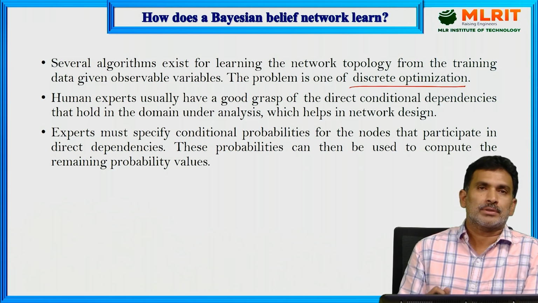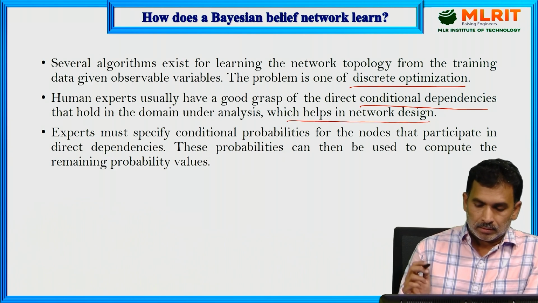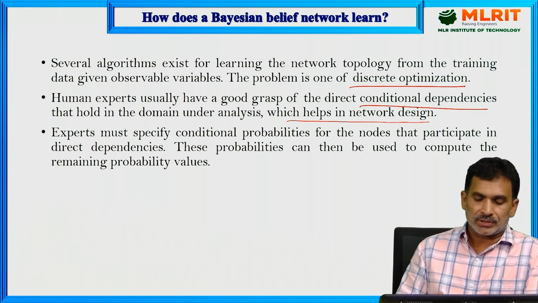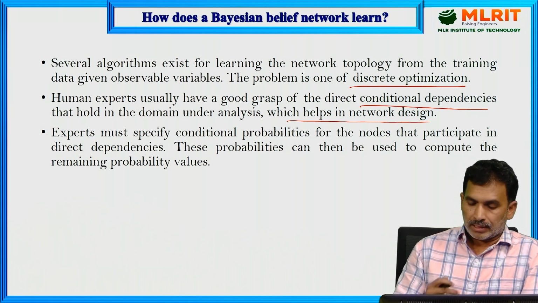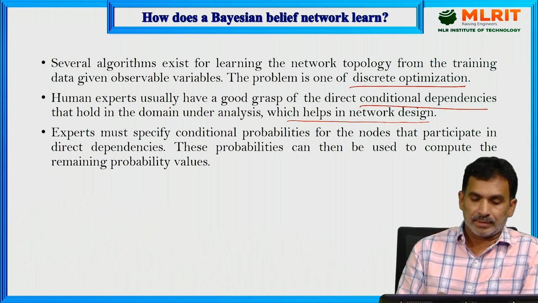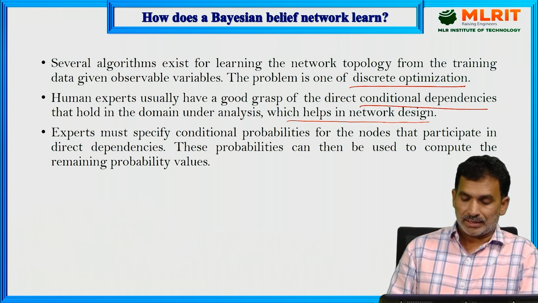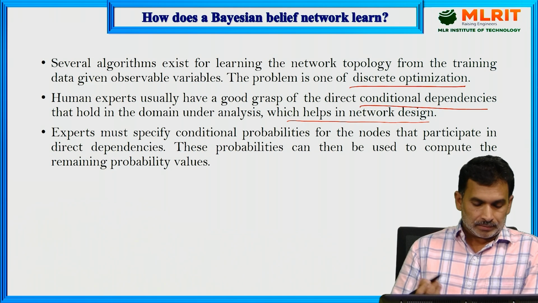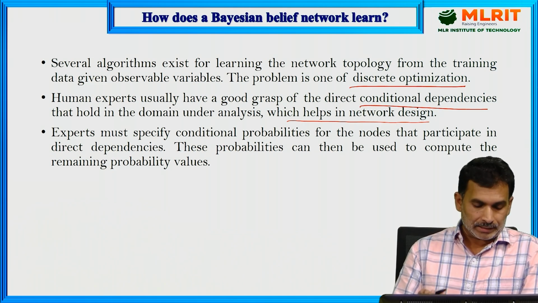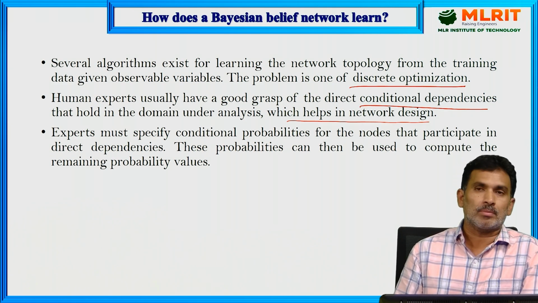Human experts usually have a good grasp of the directed conditional independencies that hold in the domain under analysis, which helps in network design. Experts must specify conditional probabilities for the nodes. As we discussed in the previous lecture, we define a Bayesian belief network as a combination of two components: a directed acyclic graph and conditional probability tables. These probabilities in the conditional probability tables can then be used to compute the remaining probability values.